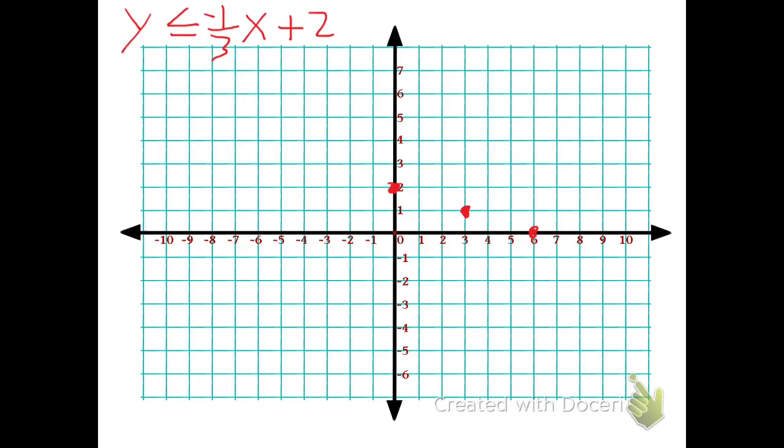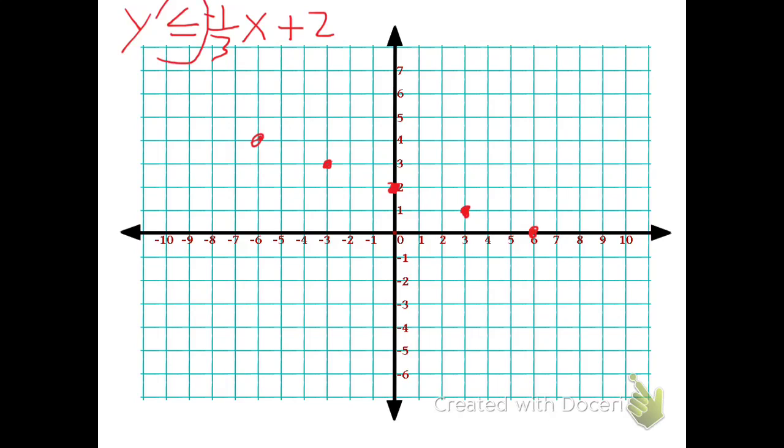Or you can go the opposite direction. If you go the opposite direction, you go up 1, left 3. So if I do that from my y-axis, I get there. And if I do it again, I get this point. Okay, so you can see the direction the line's going to go.